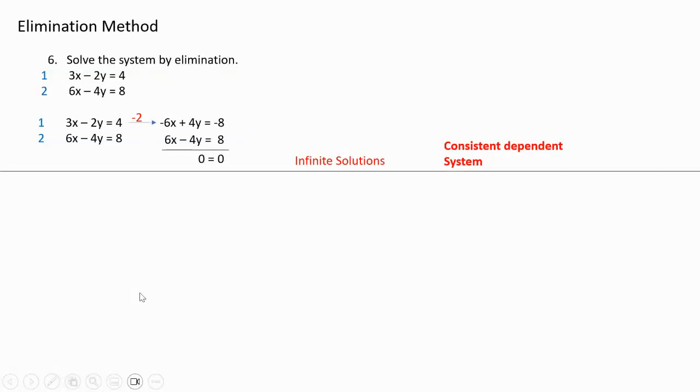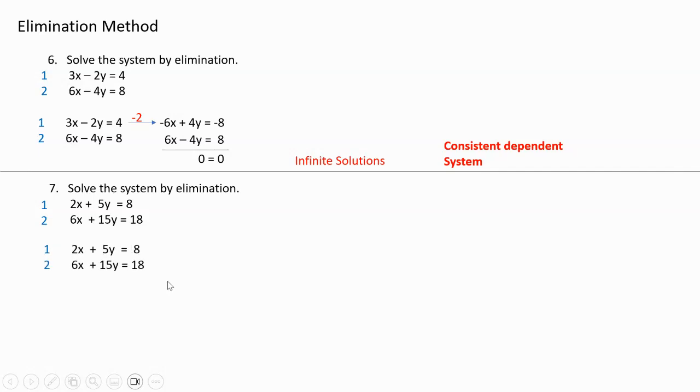Now, remember the one that had no solution? Here's one where the result will be no solution. Plug in here. I'm going to eliminate the x's, right? So I'm going to multiply the first equation by negative 3. So negative 3 times 2x, negative 3 times 5y, and negative 3 times 8. Here's my result. Equation 2, I'll just bring it over.